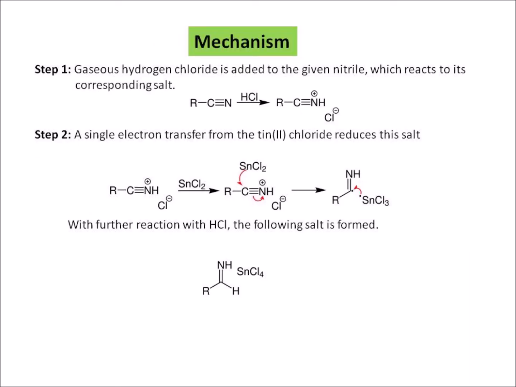When we examine the mechanism of Stephen reaction, there are 4 steps involved. First step is gaseous hydrogen chloride is added to the given nitrile, that means cyano compound, which reacts to its corresponding salt. In the second step, a single electron transfer from stannous chloride reduces this salt. With further reaction with HCl, the following salt is formed.